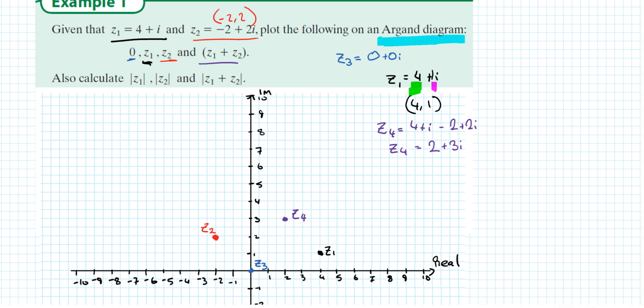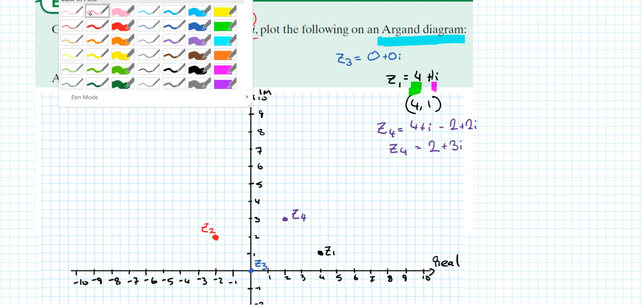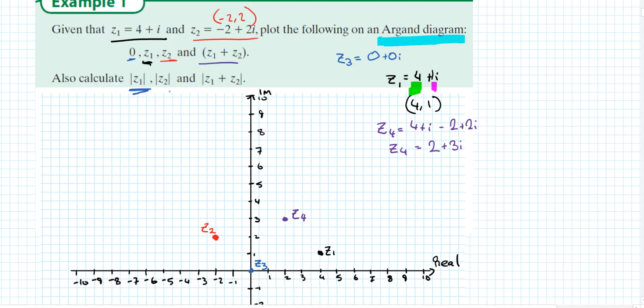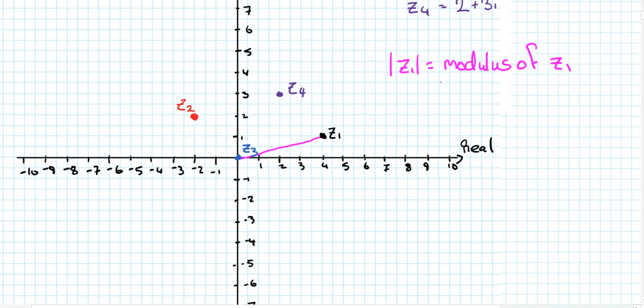Now, they also talk about this notation here, with a line either side of it. That means modulus, the modulus of Z1. What they're asking is, how long is that line there? That is the modulus of Z1. It's the distance from the origin.